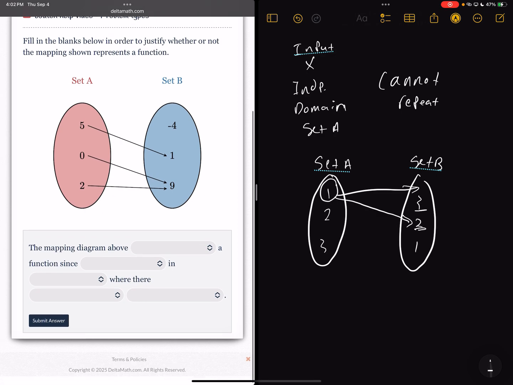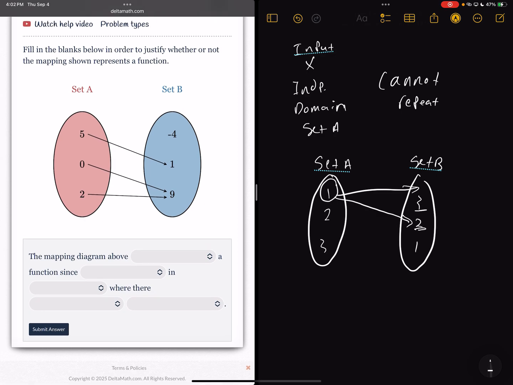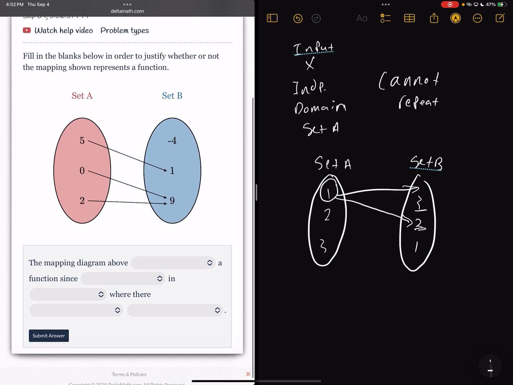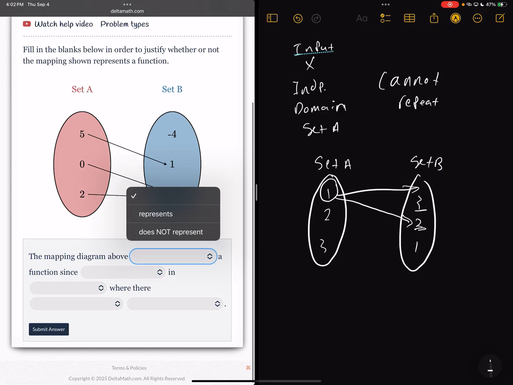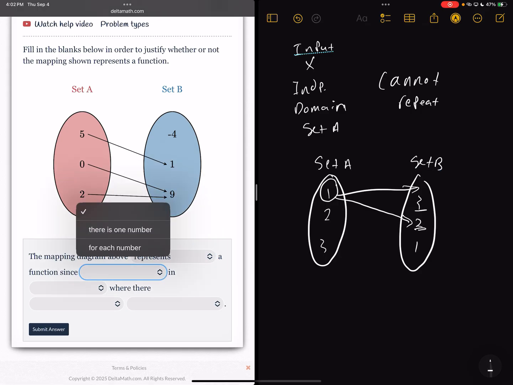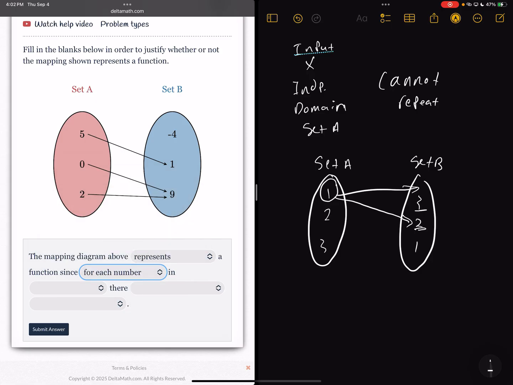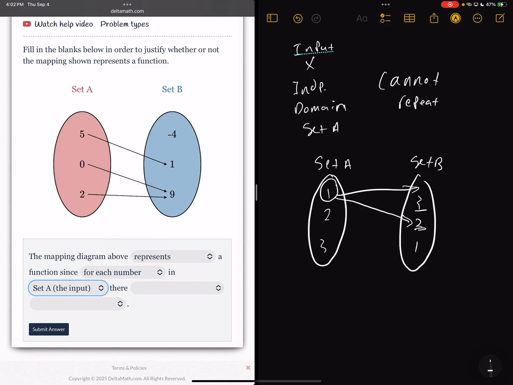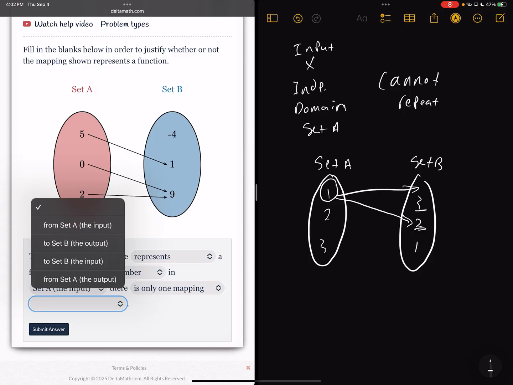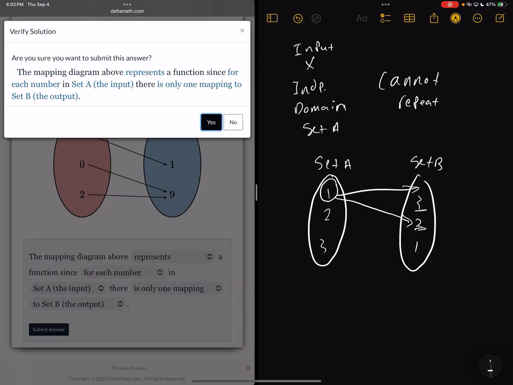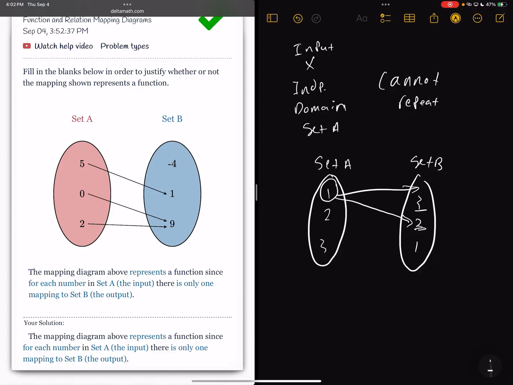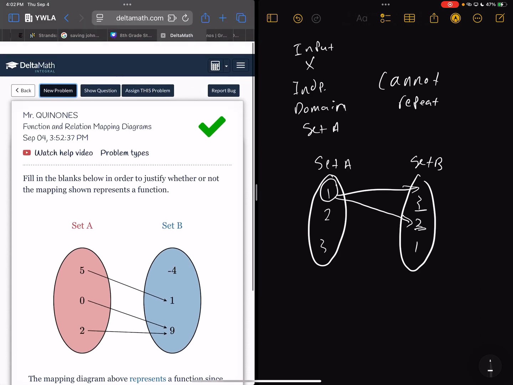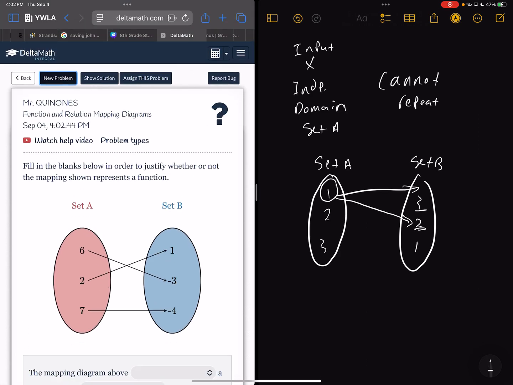Because that is how we can tell this is a function or not, we can now look at this diagram. The mapping diagram represents a function, since each number in the input, our input is set A, there is only one mapping to the output, set B. How do you feel? Questions? All right, let's just do another one.